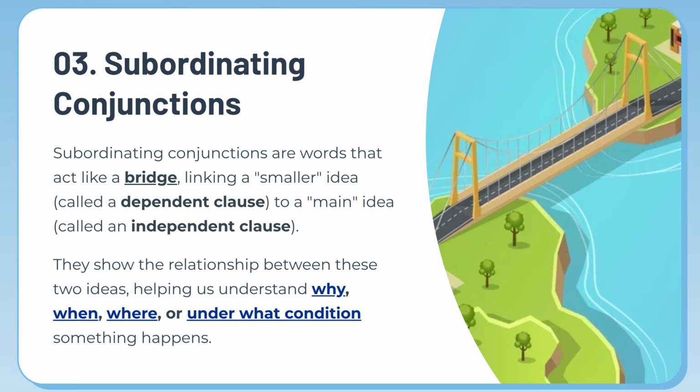Now let's look at the third type. Subordinating conjunctions. These are words that link a smaller idea called a dependent clause to a main idea called an independent clause. They show the relationship between the two ideas, explaining why, when, where, or under what condition something happens.